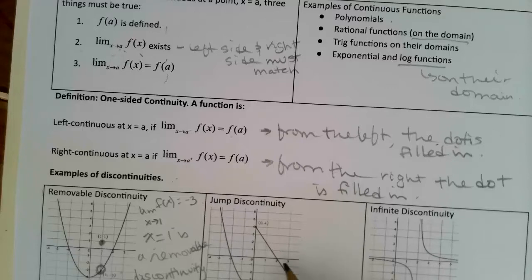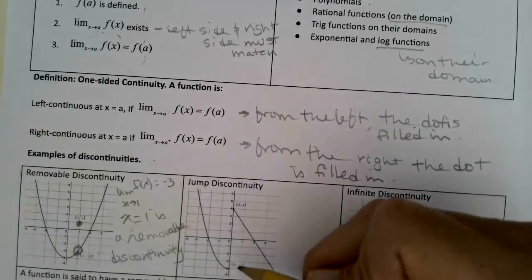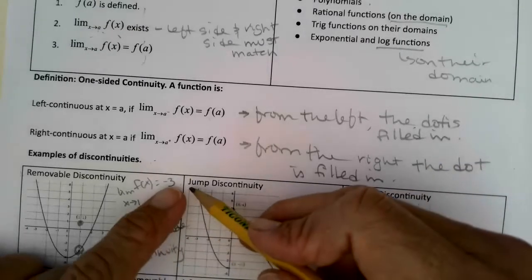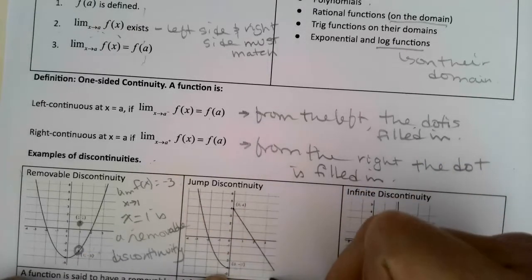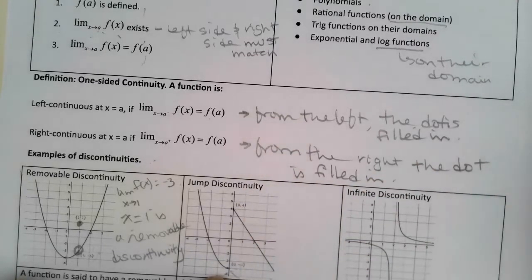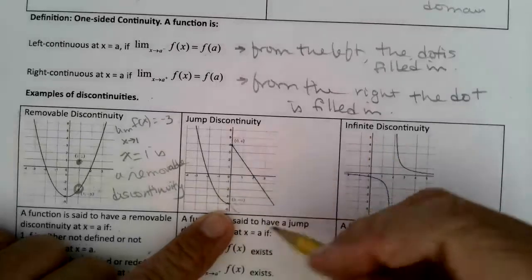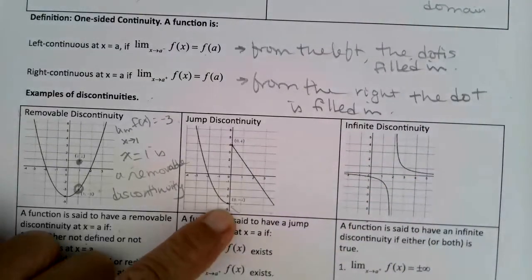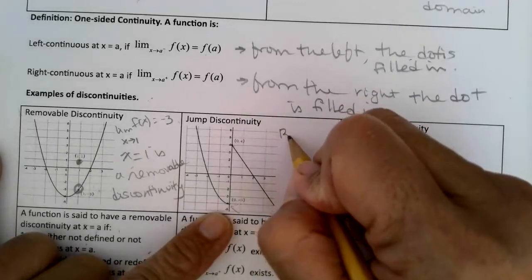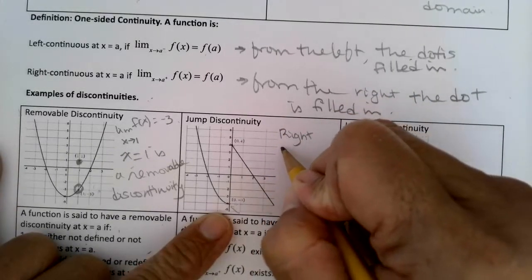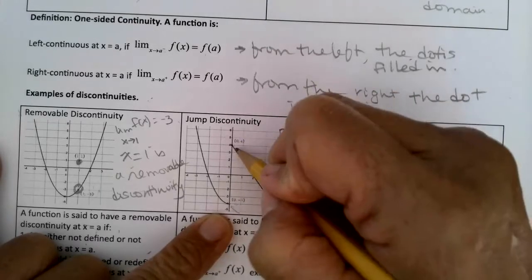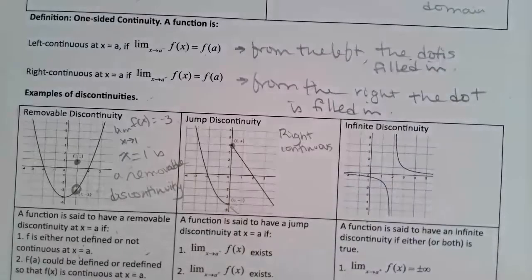Okay, jump discontinuity. So that's our next type. And that has a jump between the two. If you notice this, it looks like I've got a parabola on the left, I've got a line on the right, and there's a jump. Notice this is the open circle down here from the left. So for this middle graph, is this left or right continuous? This one is right continuous because it's from the right where we get to the filled in circle.